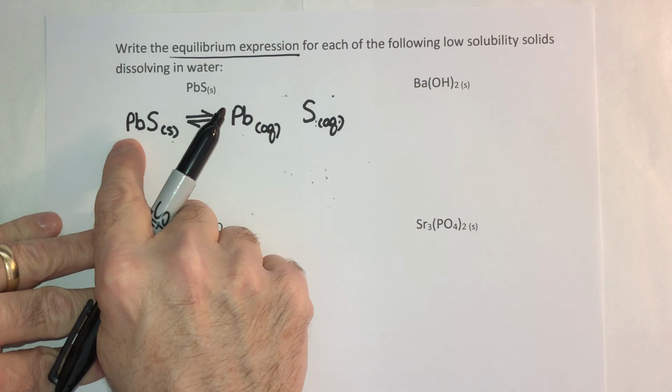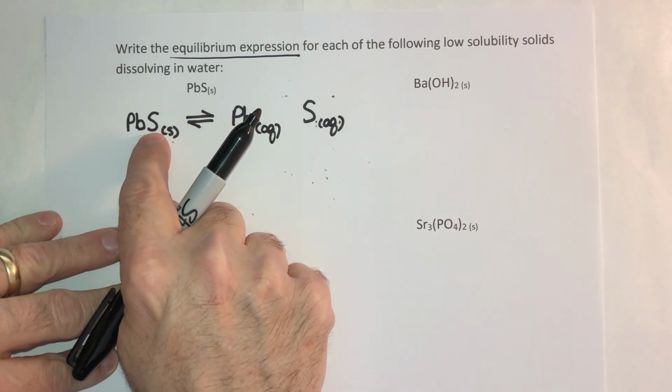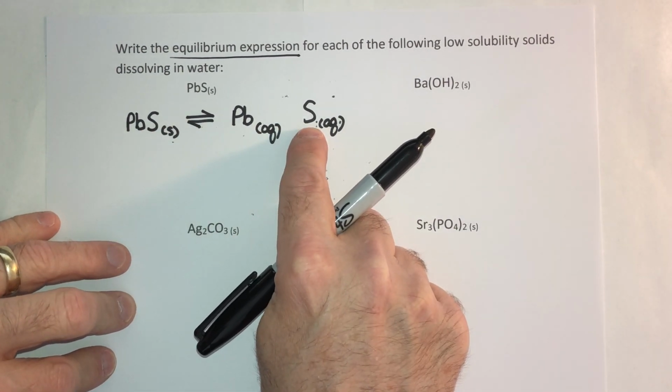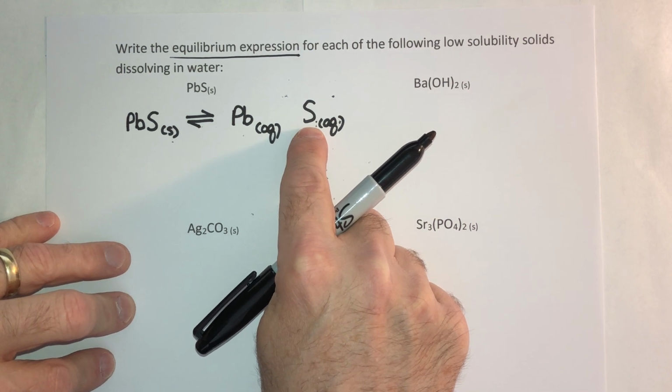If you start it with 1 lead, you have to end with 1 lead. If you start it with 1 sulfur, you have to end with 1 sulfur. You have to make sure that it is balanced. Okay, balancing is very important.